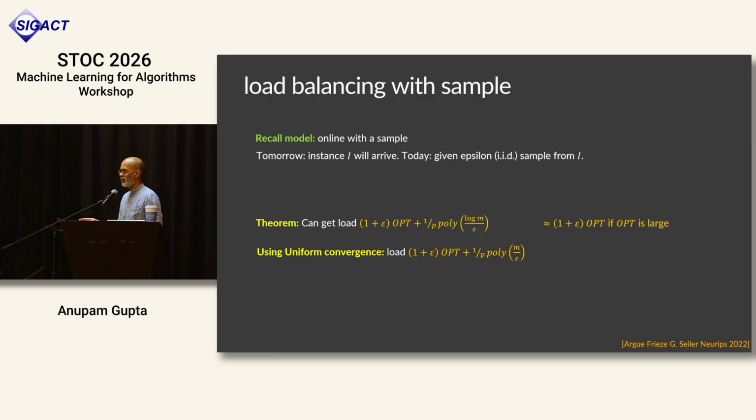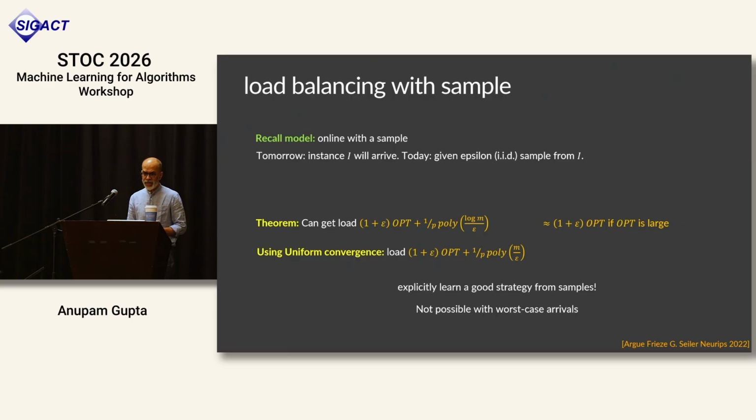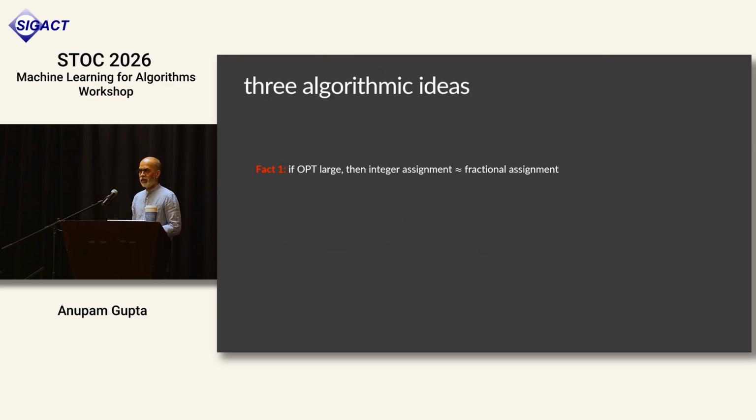Other questions about this? I just wanted to give you a general sense of what the results are going to be. Okay, good. So we are explicitly learning a good strategy from samples, and this kind of result is not possible with worst case arrivals, clearly. There are going to be 3 algorithmic ideas here that you could take away from this.